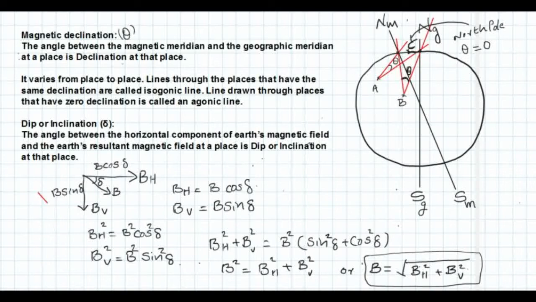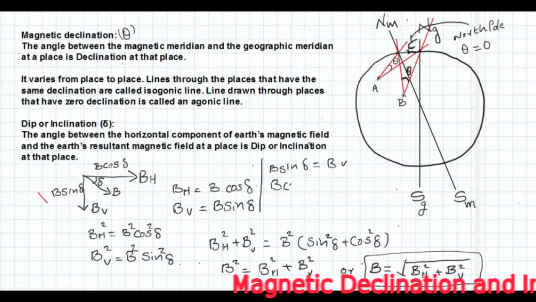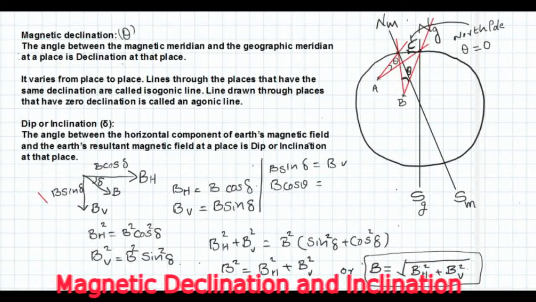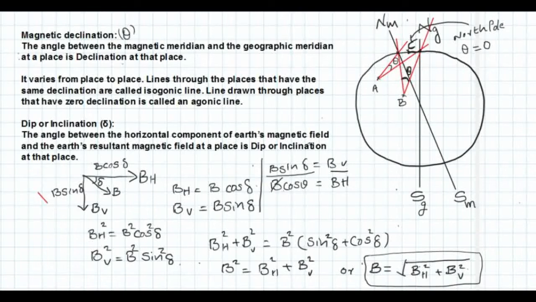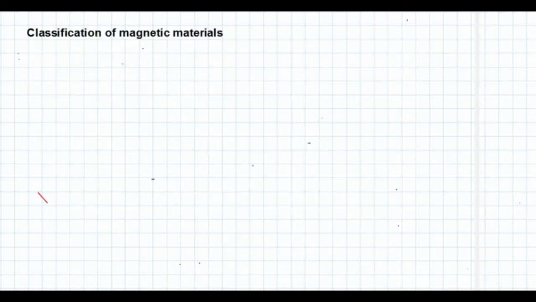Then what about the angle delta? So how to find the angle delta? We have B sin delta is equal to BV, and B cos delta is equal to BH. Now we may divide one by the other, that is B sin delta divided by B cos delta. So sin delta by cos delta is tan delta. Tan delta is equal to BV by BH. So if we know the value of BV and BH, we can find the value of tan delta and hence the angle delta.